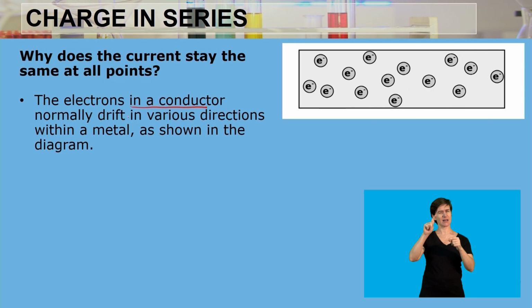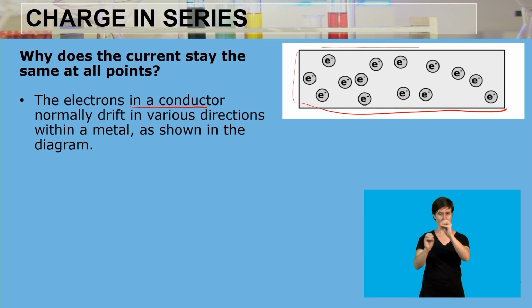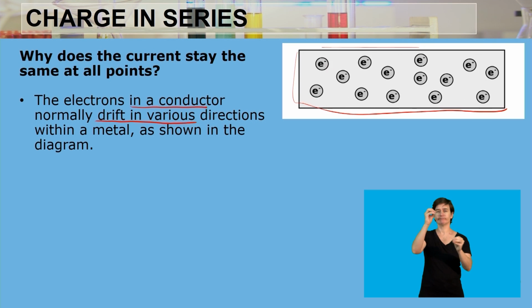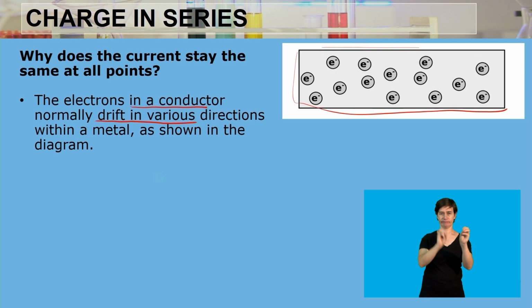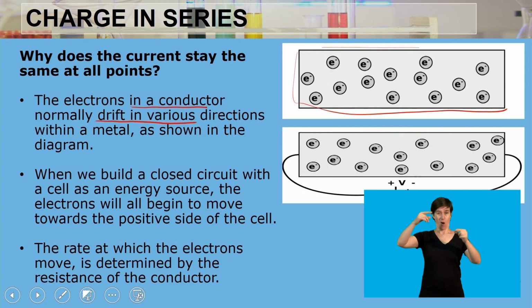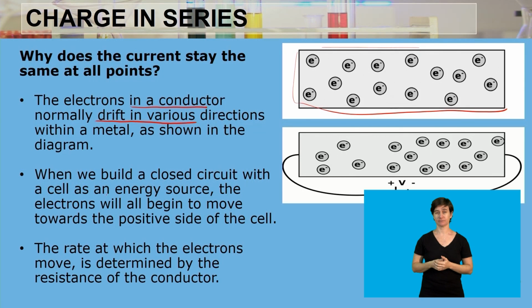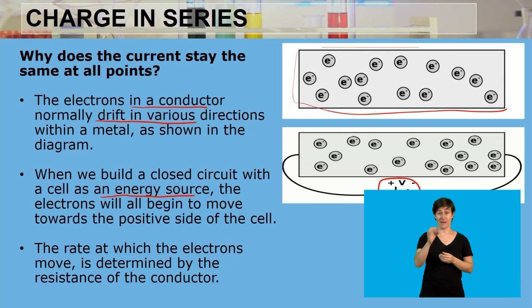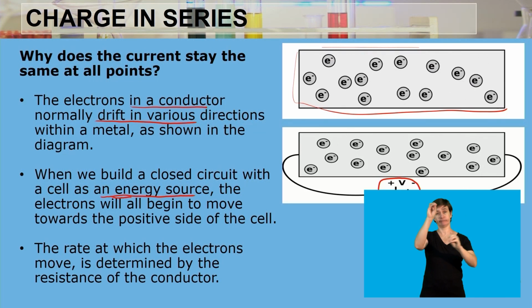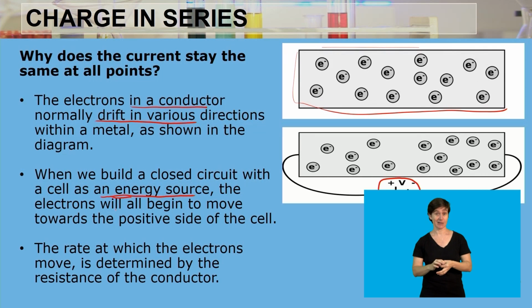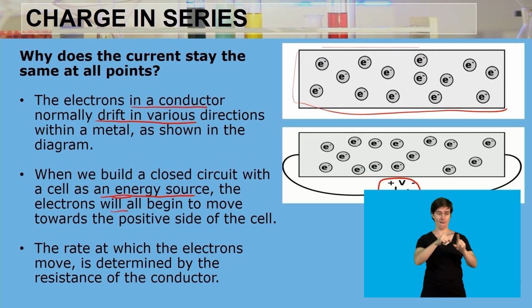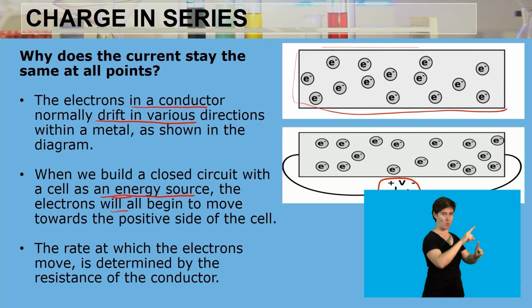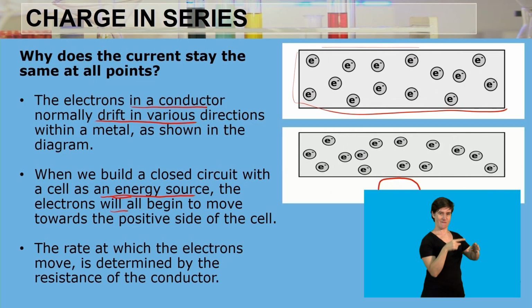The electrons in a conductor normally drift in various directions within a metal, as shown in this particular diagram. So all these electrons that we are finding in a conductor are just drifting in various directions. There is no specific direction in which these electrons are drifting. However, when you build a closed circuit with a cell as an energy source, that means we are adding a cell as an energy source in that particular conductor that had electrons drifting in various directions. So when we connect an energy source, being the battery or a cell, the electrons will begin to move towards the positive side. So now the electrons will start going in a specific direction, moving from the negative terminal to the positive terminal.